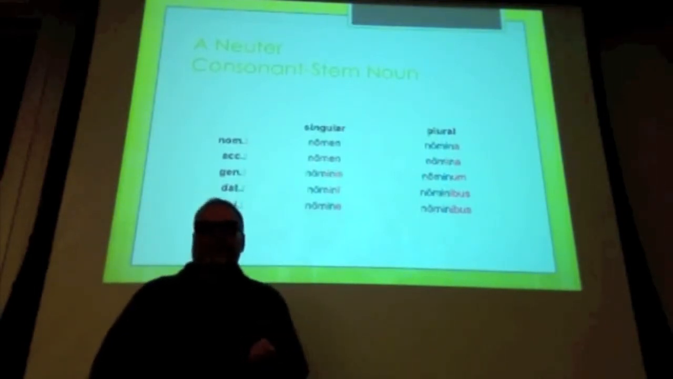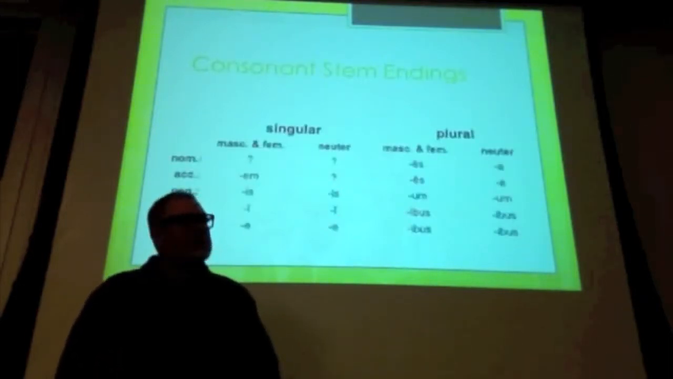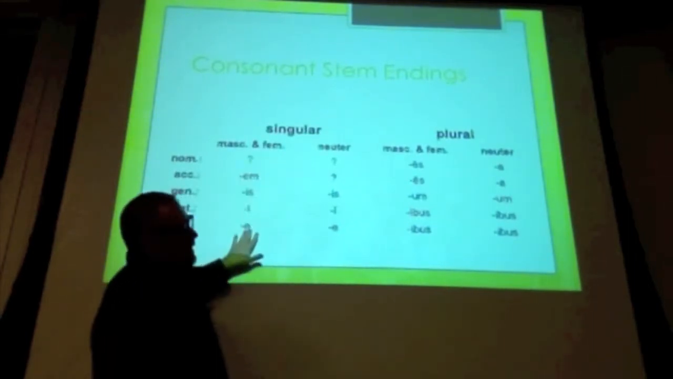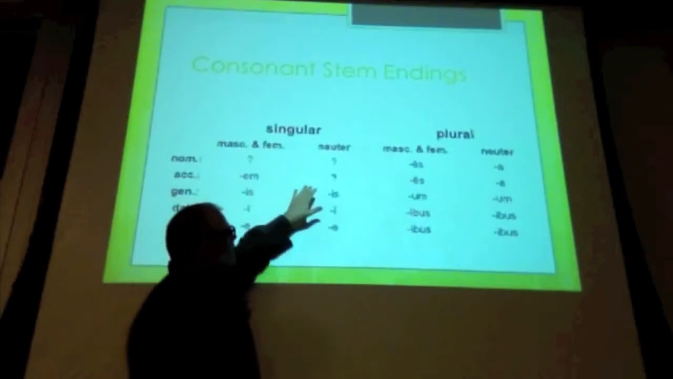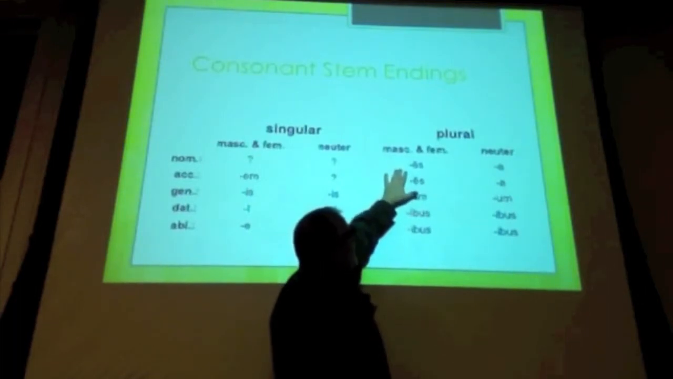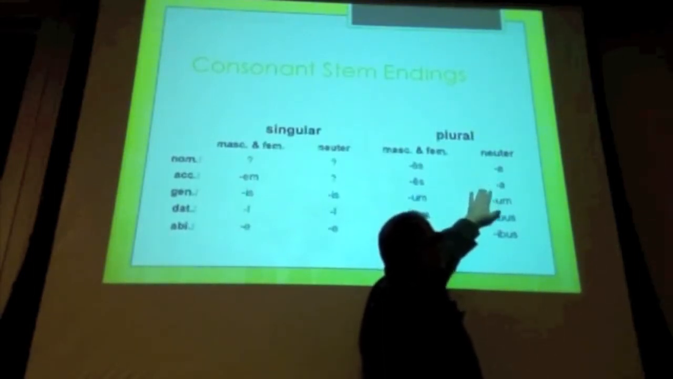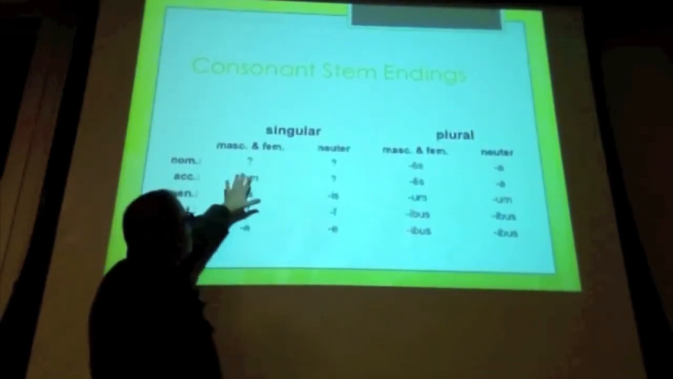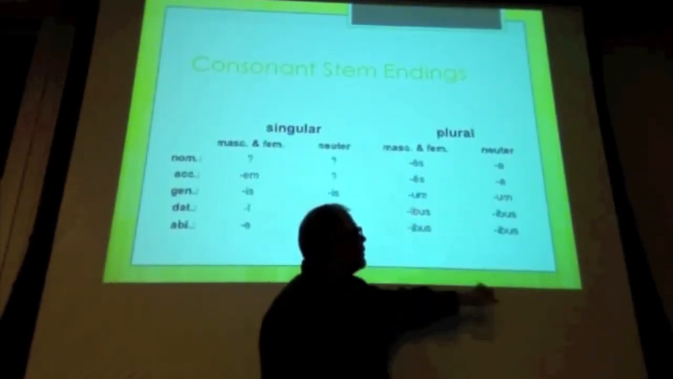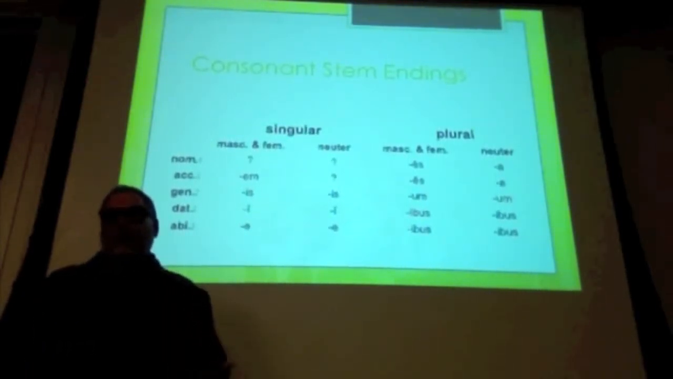If we take the endings of for, and we take the endings of nomen, we can construct a chart of the consonant stem endings, including singular and plural, and within the singular masculine and feminine endings, as represented by the endings of for, and neuter endings as represented by the word nomen, and we wind up with this chart. So here's the masculine and feminine singular, the neuter singular, masculine and feminine plural, and the neuter plural. Those are the standard consonant stem endings in the third declension. And they're used for adjectives and they're used for nouns.